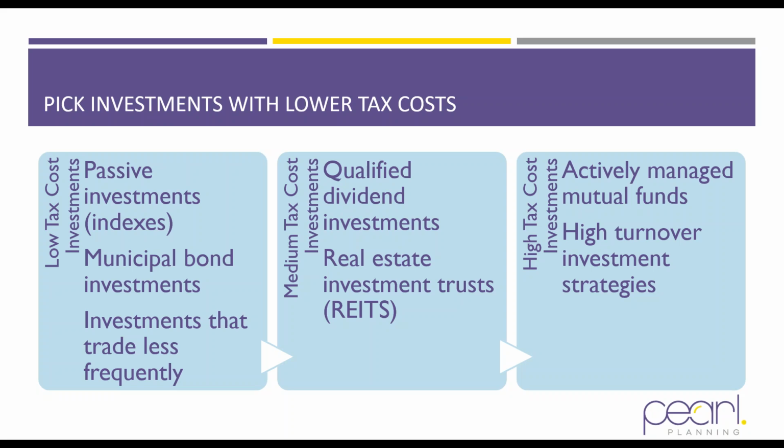Passive investments or indexes may have lower turnover and are often considered to be lower tax cost potential in terms of their strategy. We talked about municipal bonds. These are bonds that are issued by states and municipalities, and they have a lower tax rate associated, or no tax rate, depending on where and how they're invested. And then investments that trade less frequently are often associated with a lower tax cost.